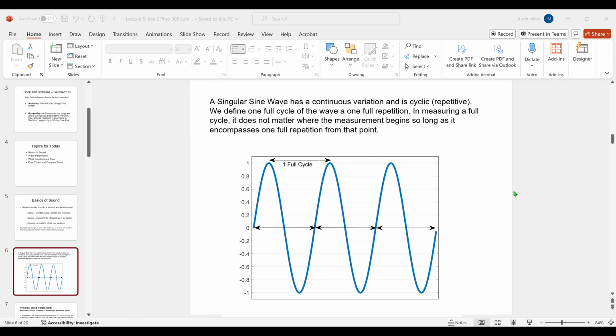So the screen is black. Is it still black? You guys see the sine wave here? Someone saying the screen's black?